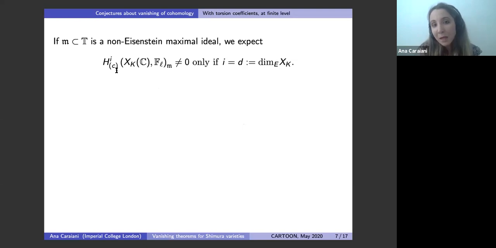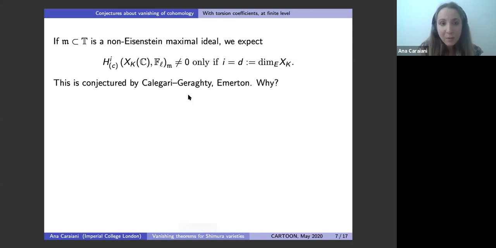And so then you might expect that the same result holds true. This non-Eisenstein condition is a condition that you can formulate for the mod L Galois representation. And you might expect that the same sort of thing holds true. And this is something that's conjectured in a paper of Calegari and Geraghty, and also in Emerton's ICM talk. Probably it goes back before that, but I guess these are the references where this particular conjecture is stated.